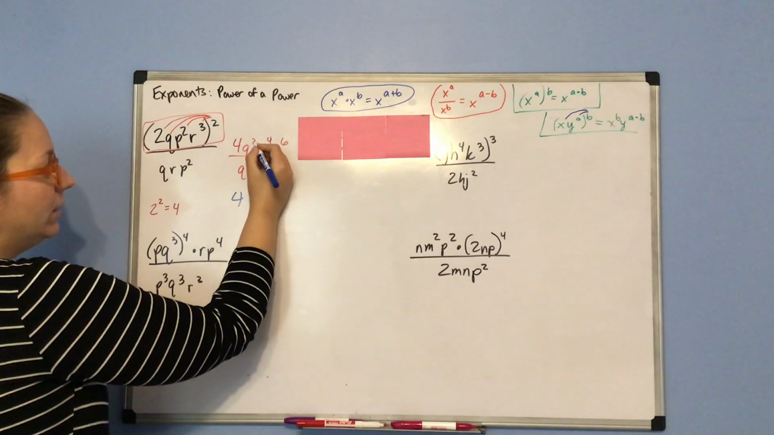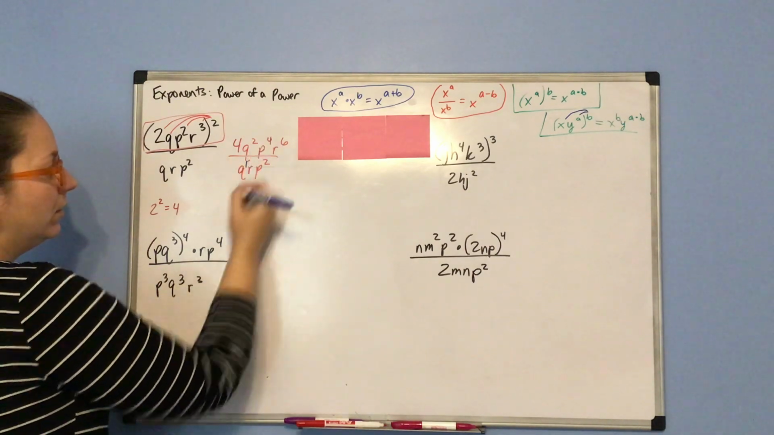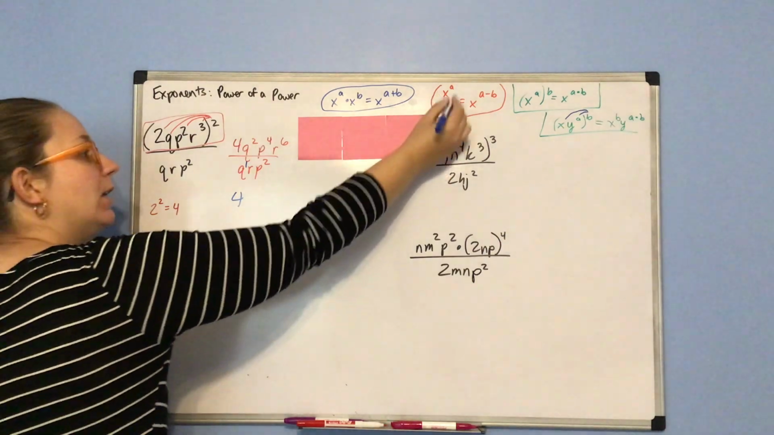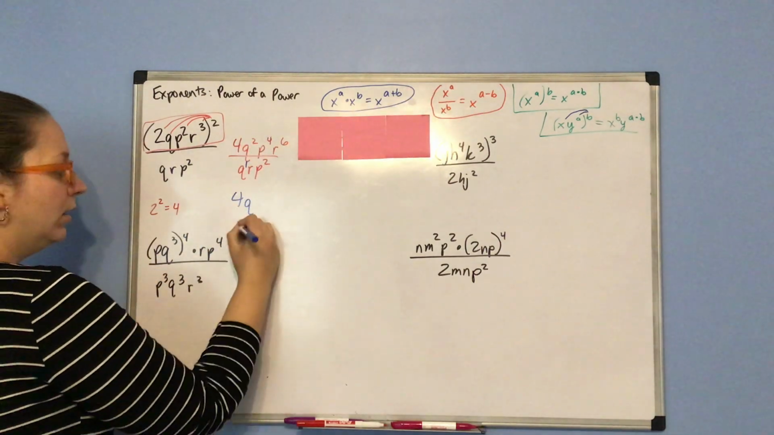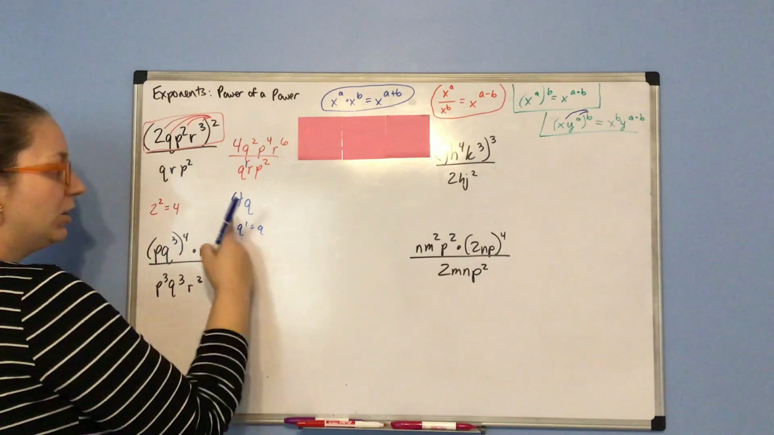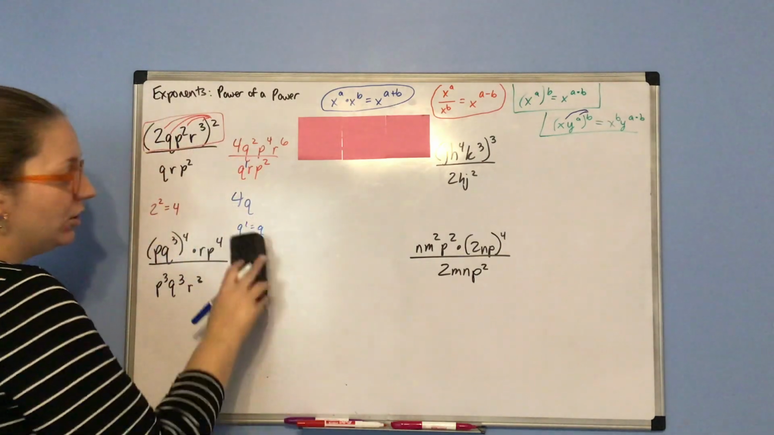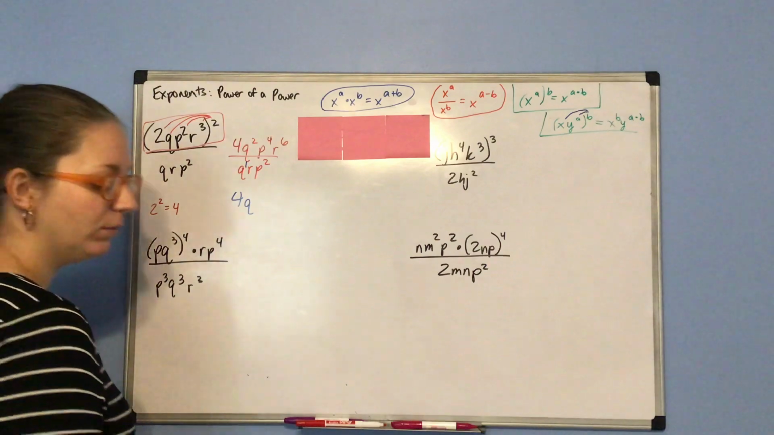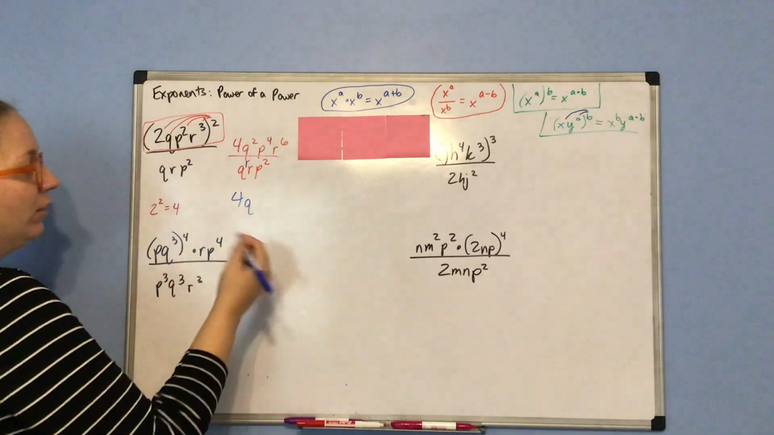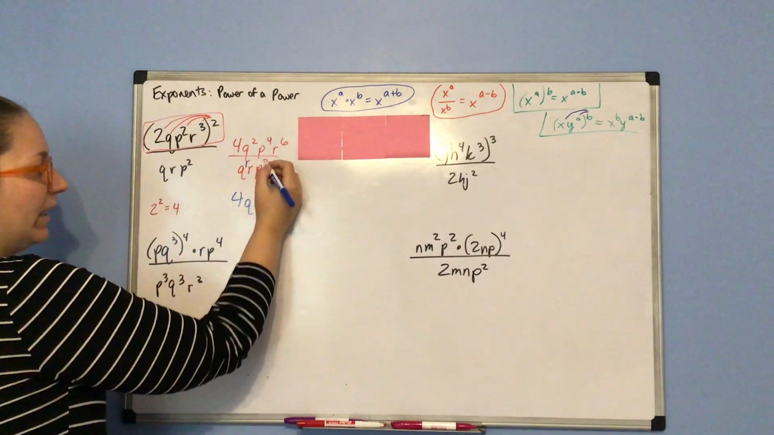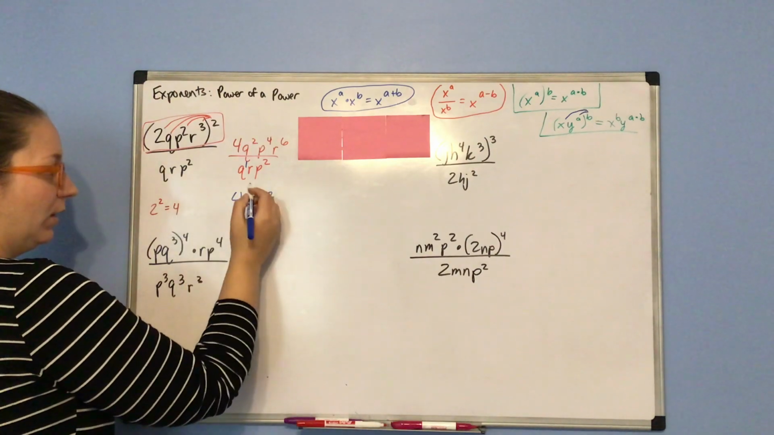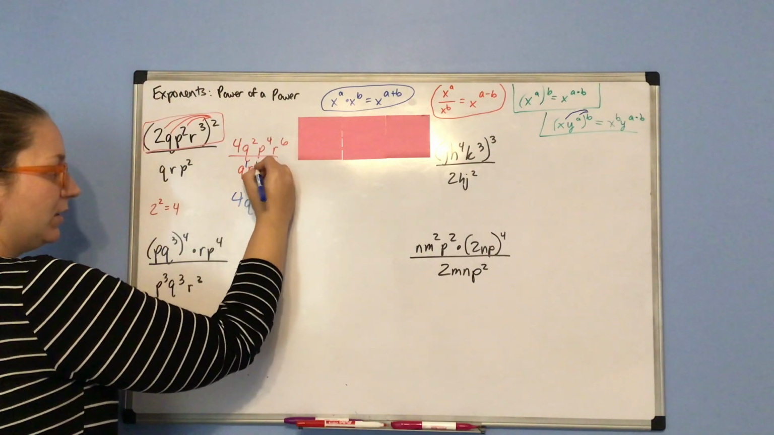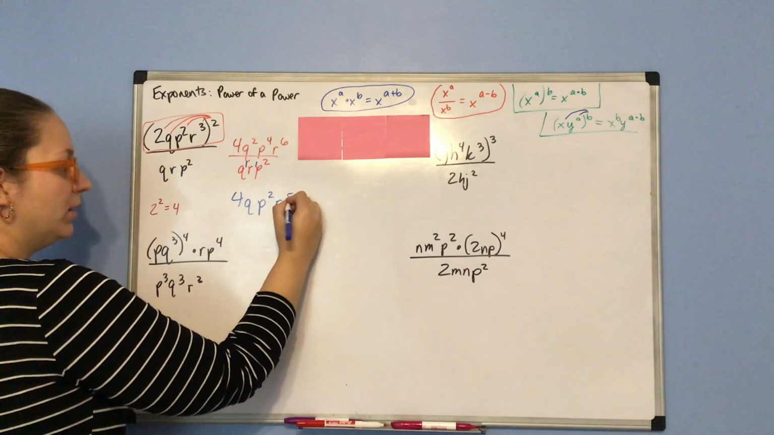For q's, q to the 2, q to the 1, remember that when we are dividing we subtract. 2 minus 1 gives me q to the 1. Remember that q to the 1 is the same as just q. I'm going to choose to write it as q. If you want to write q to the 1, go for it. For p's, 4 minus 2 gives me p squared. For r's, 6 minus 1 gives me r to the 5th.